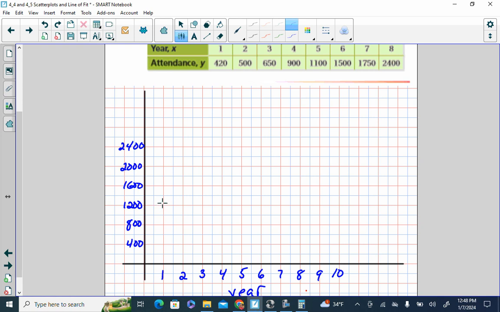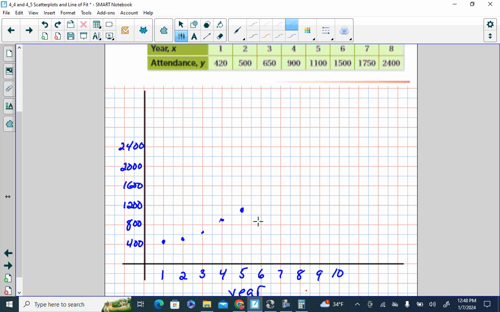So I find 1 and 420. It's going to be a little bit more than 400. We have 2 and 500. There's 500 there. 3 and 650, that's between 600 and 700, so 650 is going to be about there. Then we have 4 and 900, so 900 is going to be here. We have 5 and 1,100. So that's 1,000 here, so 1,100 is going to be here.